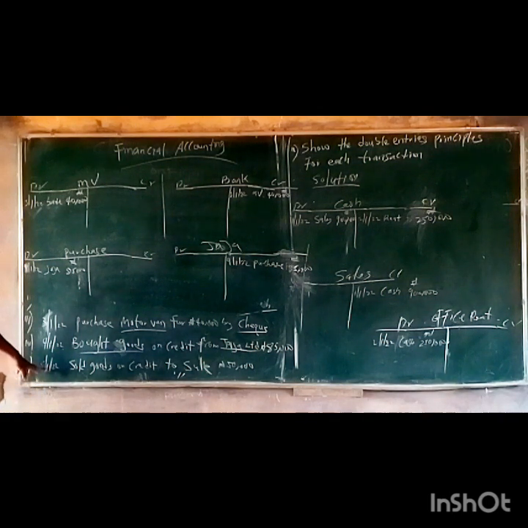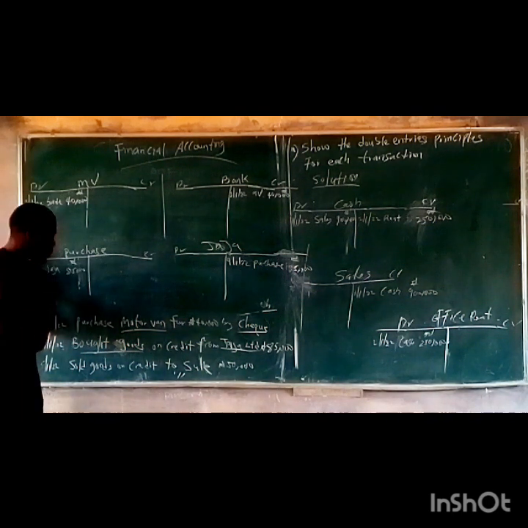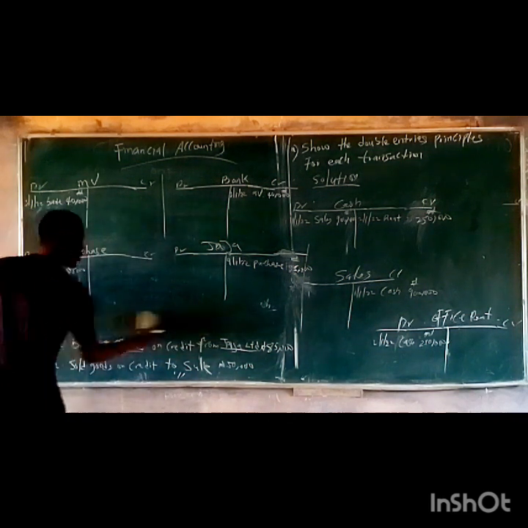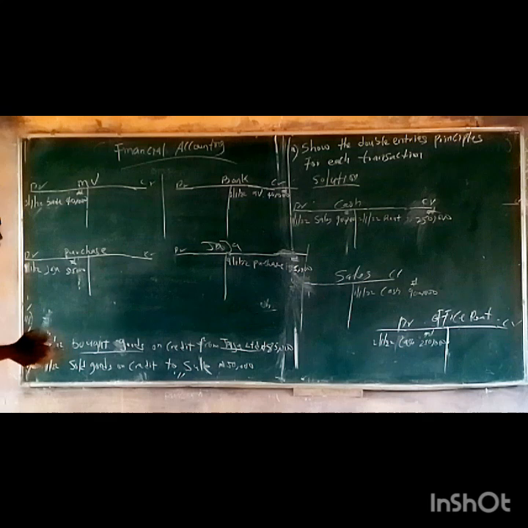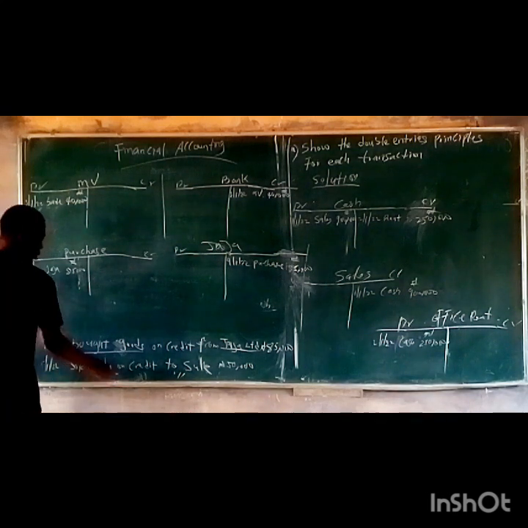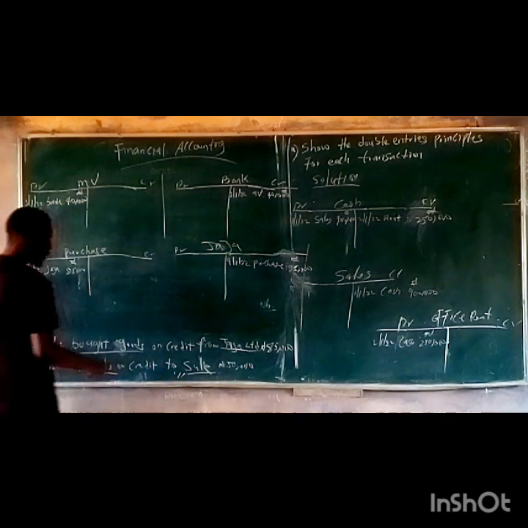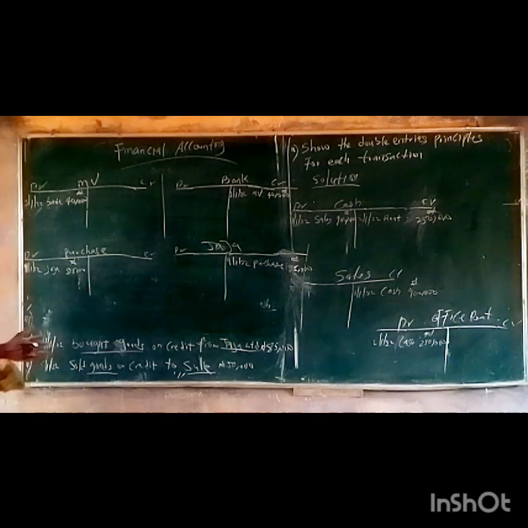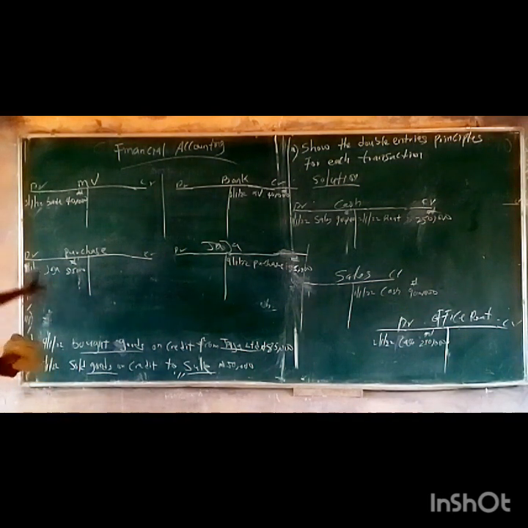Alright, then the last part, which is the 5th of January 2022: sold goods on credit to Sule, 50,000 naira. Now, what are the two ledger accounts there? That is the sales and that of Sule. Why? Because it is selling on credit. This type of transaction is a credit transaction. Okay, let me now explain. The effect there is an increase in what?